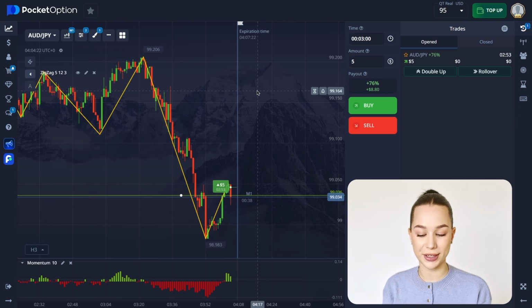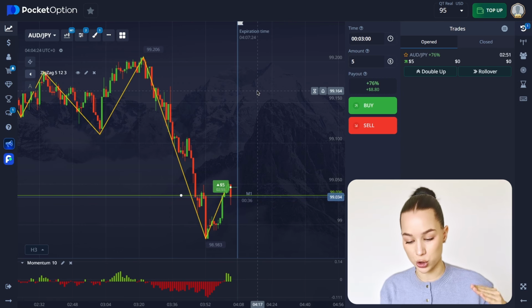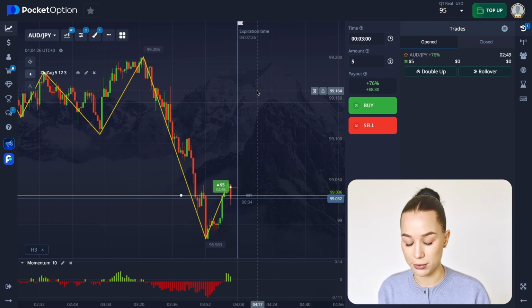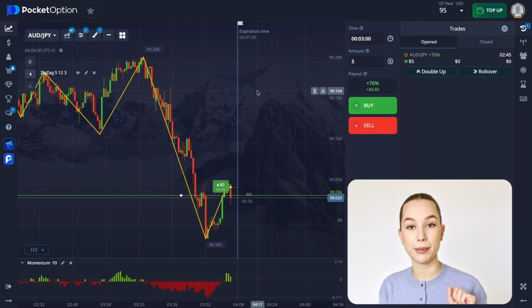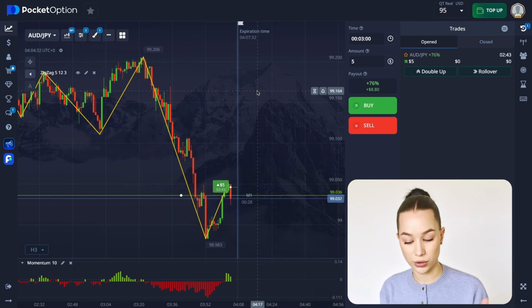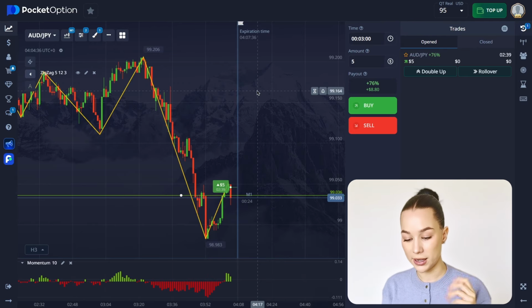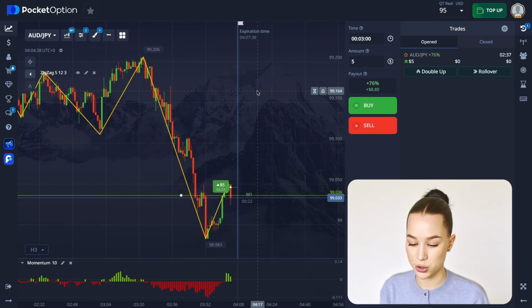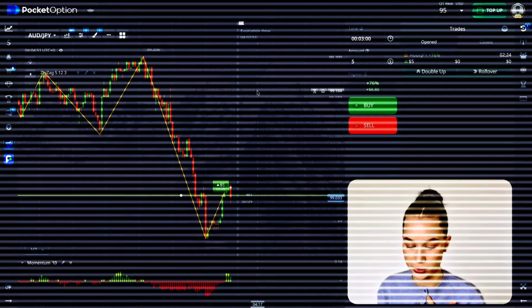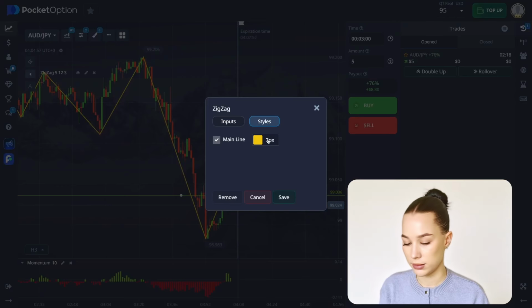By the zigzag we can see that our trend is definitely upward. We can see it by the line of the zigzag. On the momentum we can see that the last 3 pin bars on the chart are green, and they are above the zero level, so it's definitely giving us the buy signal. Now you will see my trade really fast because I'm going to speed up the video so you will not wait that long. If we go to the settings of the zigzag, it's all fine.